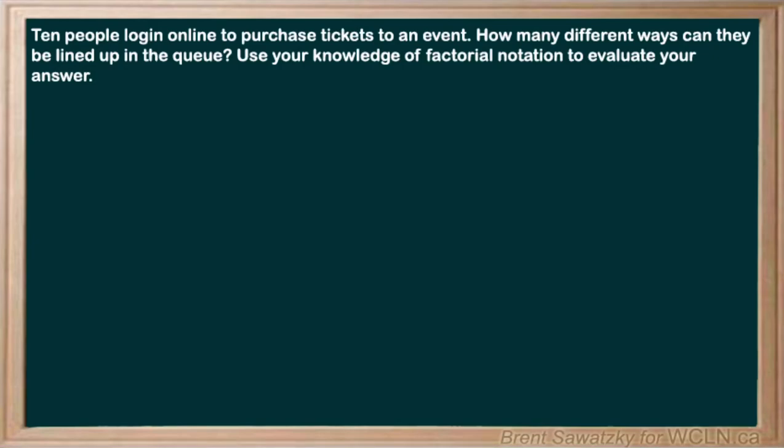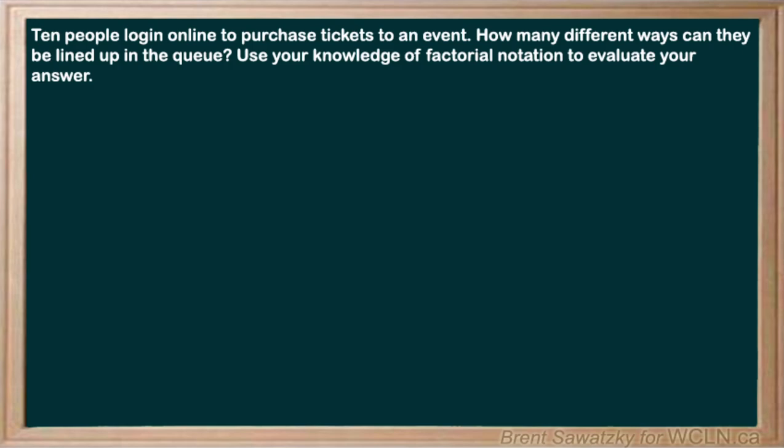So for this question, we're talking about a lineup of 10 people to purchase tickets. And so we're interested in how many different ways they could be lined up. So really, how many different ways? That's just really saying how many different ways can they be in order. So order clearly matters here, and that identifies it as a permutation problem.